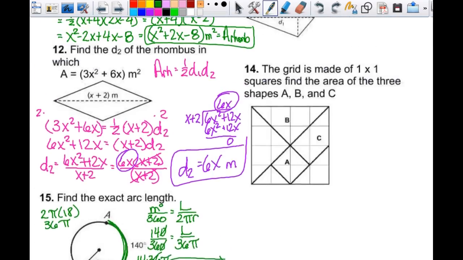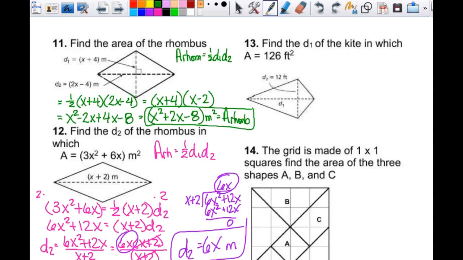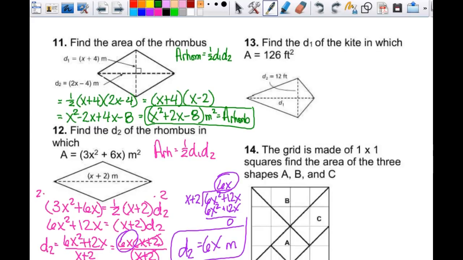16. Actually, let me go back up. Oh, there's some on this other side. I'll do this. And then I think it stops being 2 columns. Yeah. All right, so I'll go back up and do 13.